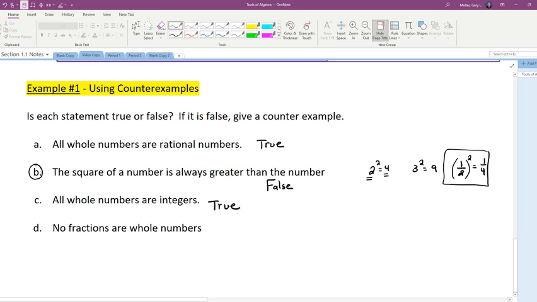No fractions are whole numbers. True or false? So if I think of a traditional fraction like 3/4, that is definitely not a whole number. But a fraction could be unsimplified, and you could have something like 4/2. Definitely it's a fraction, but 4 over 2 simplifies to 2. And so 2 is a whole number, and so this would be false. Okay, and there's my counterexample right here.